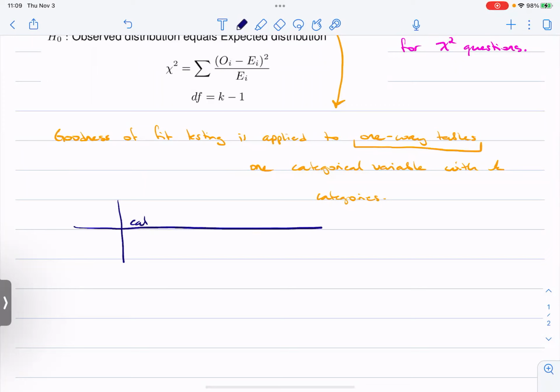All right, I have category 1, category 2, all the way up to category k. And then I have some observed counts below in each of the categories. And then what I want to test is whether these observed counts follow the expected distribution of counts. And the example that we did in that video was the textbook distributions, right?